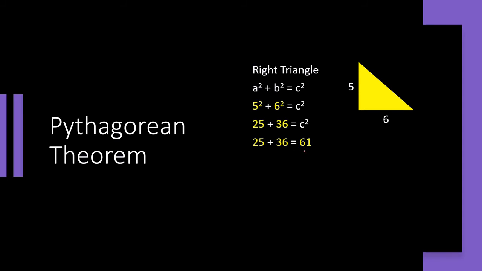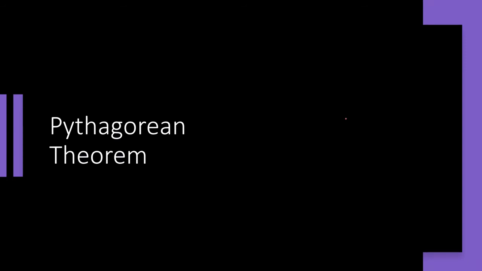Okay, so we're going to have to now do the opposite. We're going to have to reduce the 61, so therefore we're going to do a square root of 61, and a square root of 61 is equal to 7.81. Okay, and therefore the hypotenuse, or c, is going to be equal to 7.81. Okay, my friends, let us look at this example.